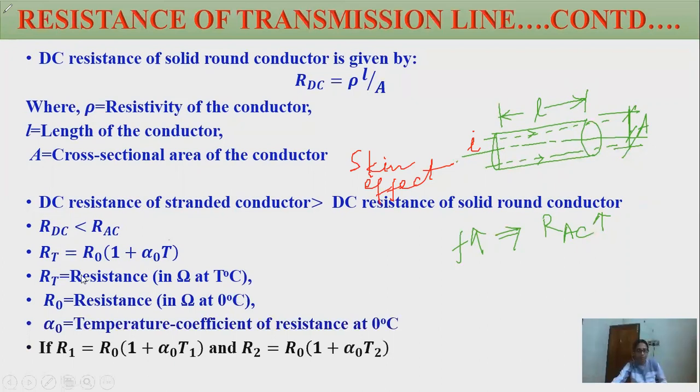Now in this expression, among RT and R0, if any one is known to us, then we can easily find out the other. Suppose there are two different temperatures, one is T1 degree centigrade, another one is T2 degree centigrade. Then if R0 is known to us, alpha 0 is known to us, then we can write R1 equals R0 into 1 plus alpha 0 into T1, just by applying this expression. Now RT equals R0 into 1 plus alpha 0 into T, and if RT is known to us, then we can easily find out R1.